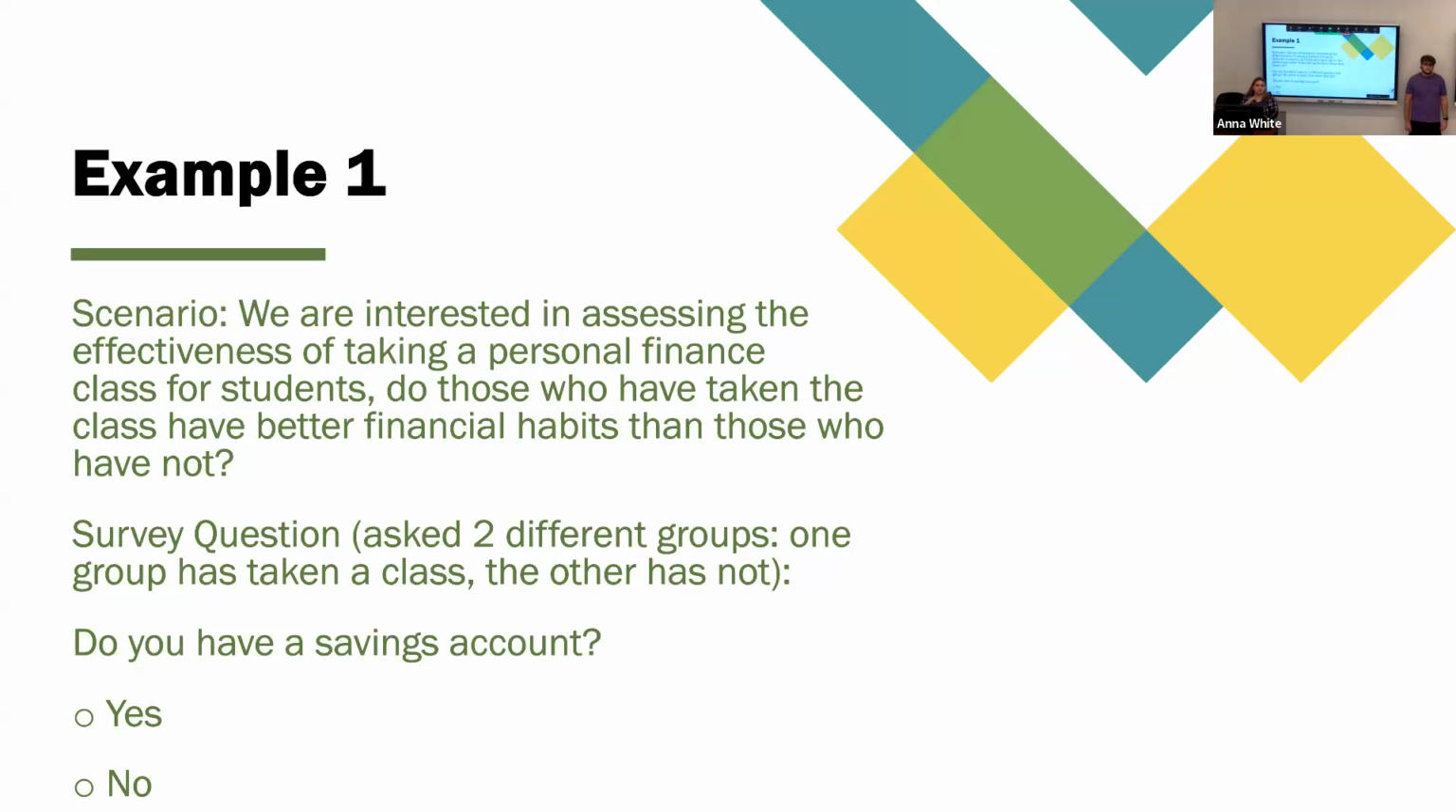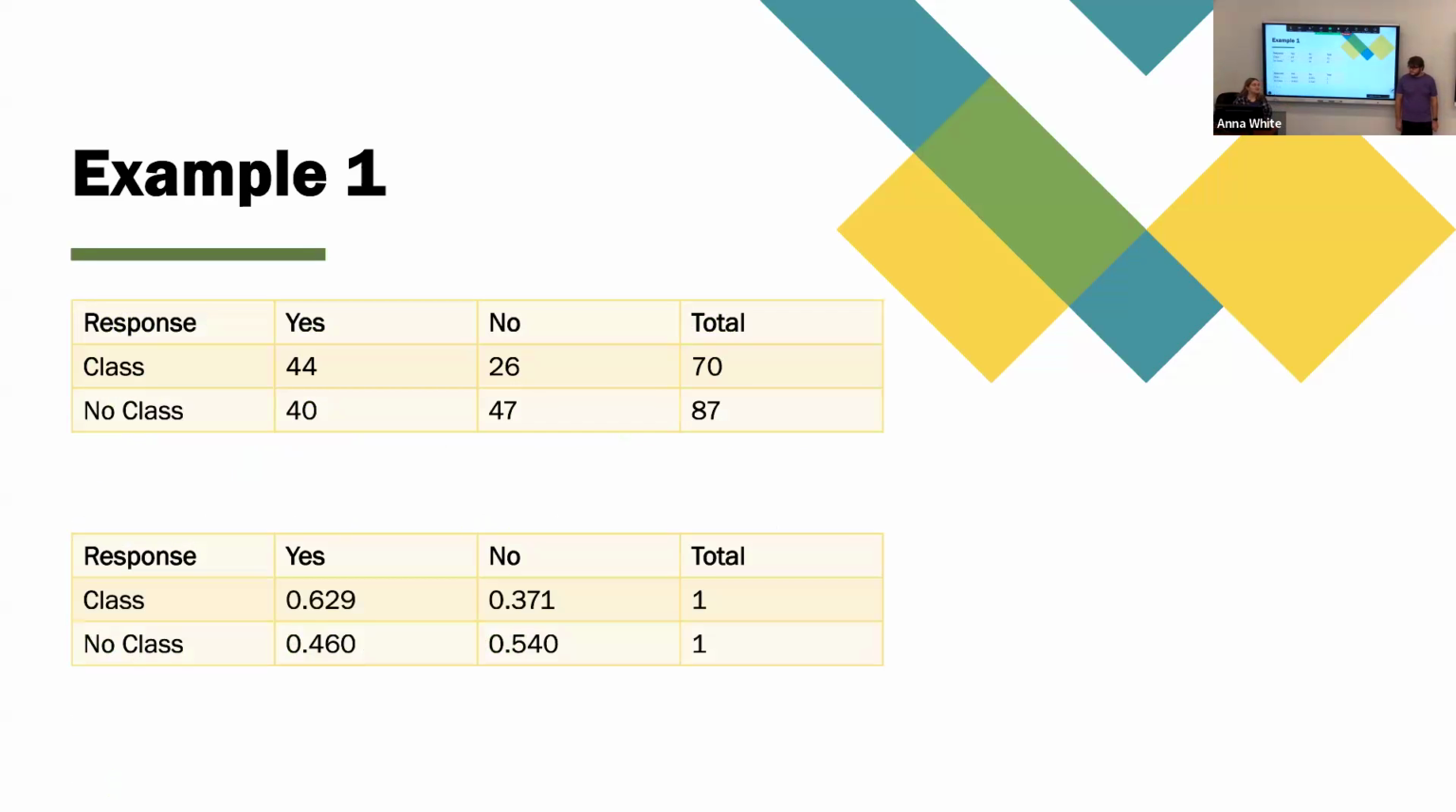And you ask them just the simple question, do you have a savings account, yes or no? Realistically, this is simplified for example's sake. You probably have to gather a bit more information to know whether or not the class is effective, but here we're going to say it's good enough. And suppose this is what the data that you got looks like.